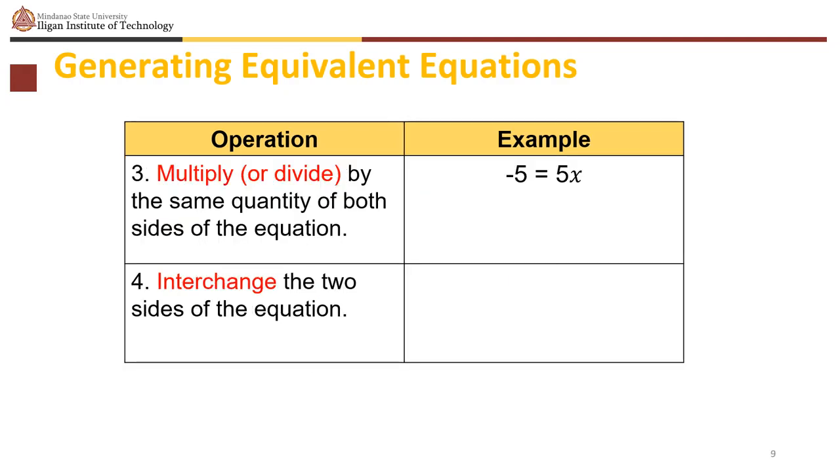Multiply or divide by the same quantity on both sides of the equation. So we have here negative 5 equals 5x. You can divide it by 5 to come up with negative 1 is equal to x. And then interchange the two sides of the equation. So you now have x is equal to negative 1.